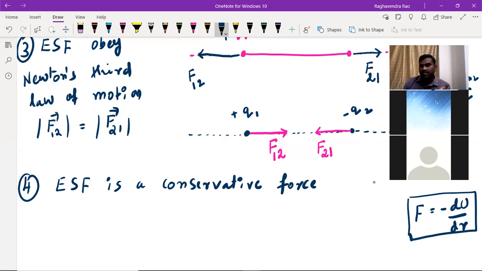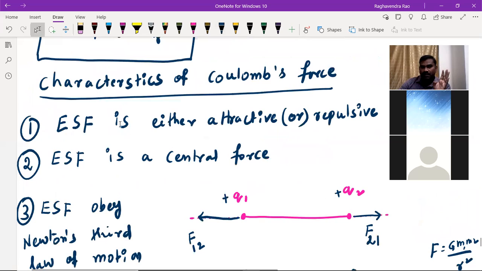Air opposes the moving of bodies through the air medium. So those are all viscous forces, frictional forces. Those are all non-conservative forces.